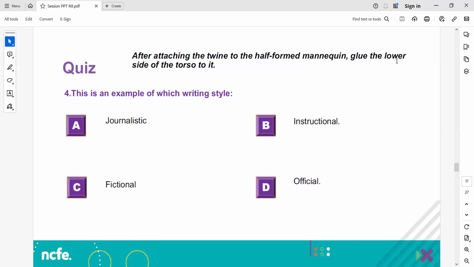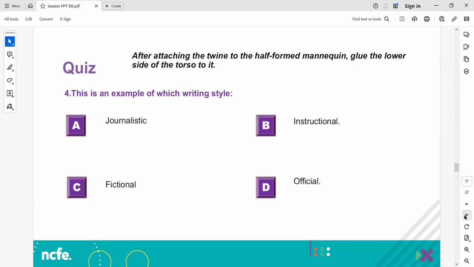After attaching the twine to the half-formed mannequin, glue the lower side of the torso to it. So which writing style is this? Instructional. Good. So how do you know it's instructional? Where are the clues? Direction on what to do. It tells you what side of the torso to glue.